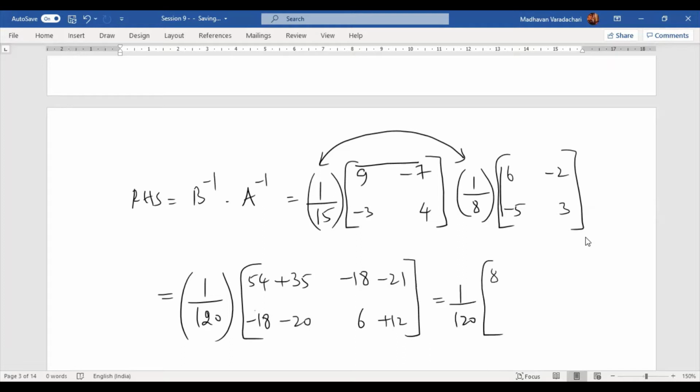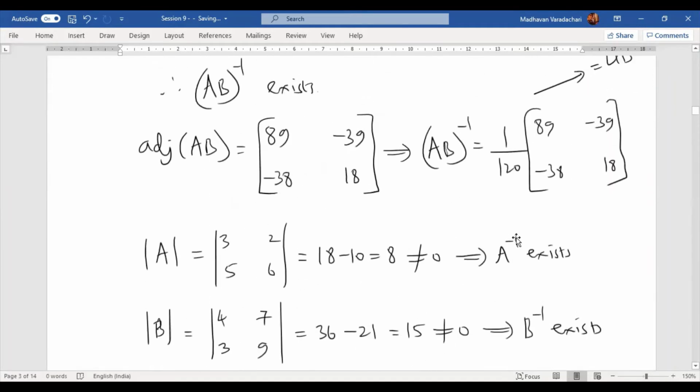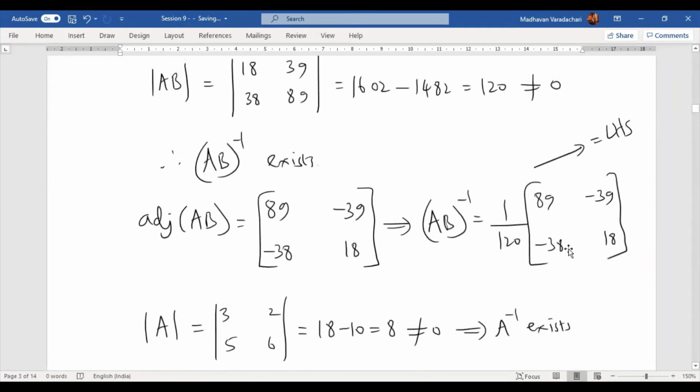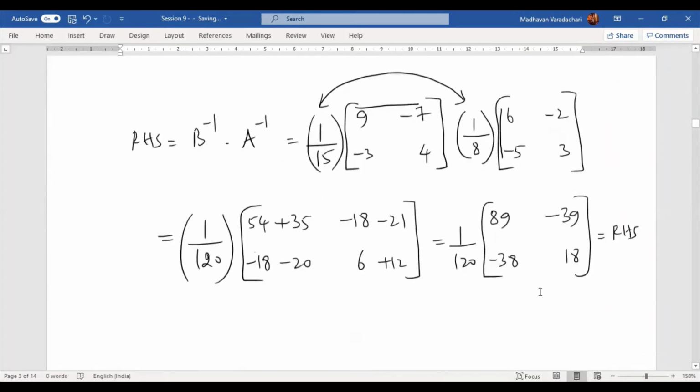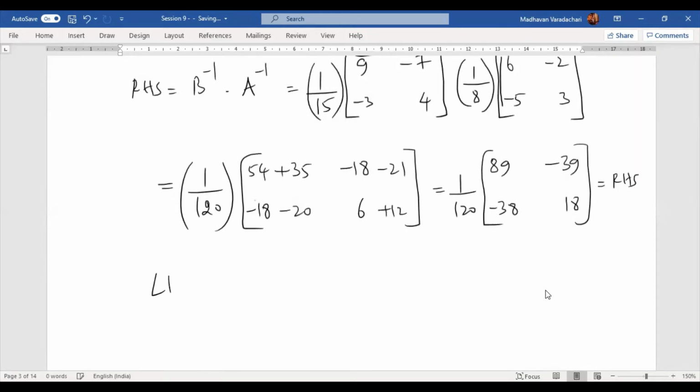this. If I add, it is 89. And this is negative 39. This is negative 38. This is 18. So this is our RHS. Check whether LHS is the same as RHS. 89, minus 39, minus 38, 18, 1 by 120. This is LHS. This is RHS. So that is done.